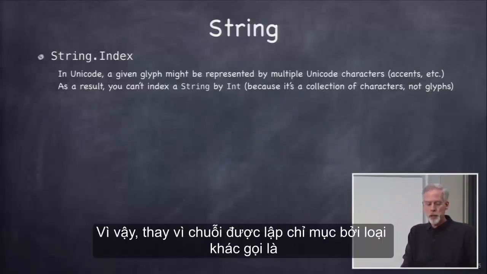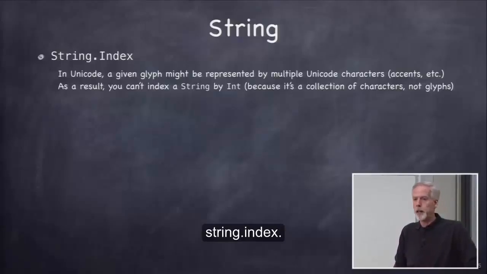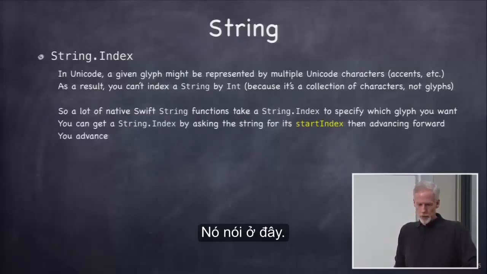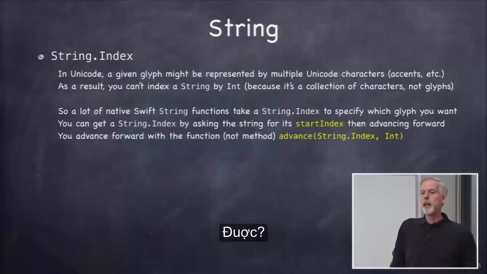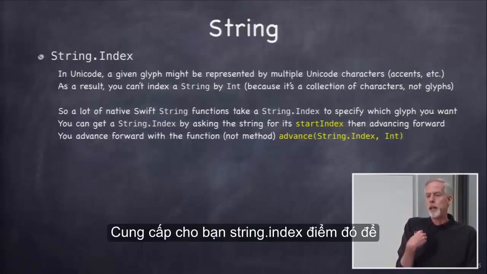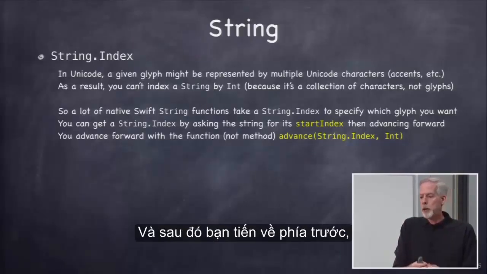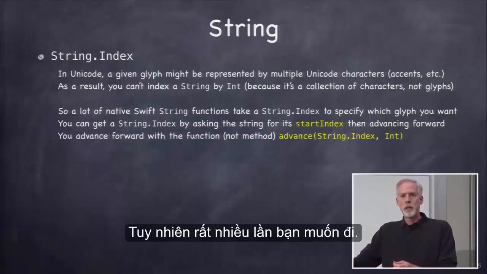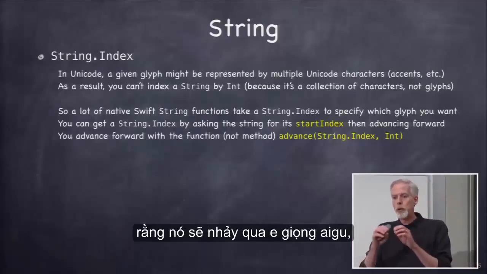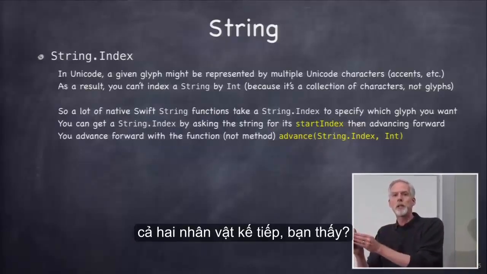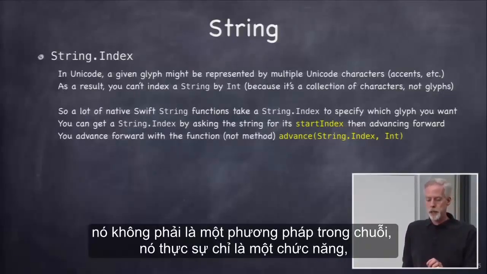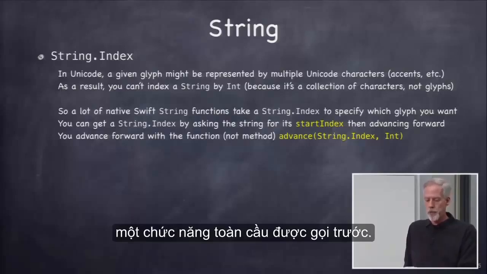So instead, strings are indexed by this other type called String.Index. Now how do you get a String.Index? Well, yes, it's saying here. You get a String.Index by getting the start index of the string. That gives you a String.Index that points to the first character of the string. And then you advance it forward however many times you want to go. So in other words, you have to look through the characters so that it'll jump over E accent aigu, both characters, to the next one, you see? So you do that with this function. It's not a method in string. It's actually just a global function called advance.